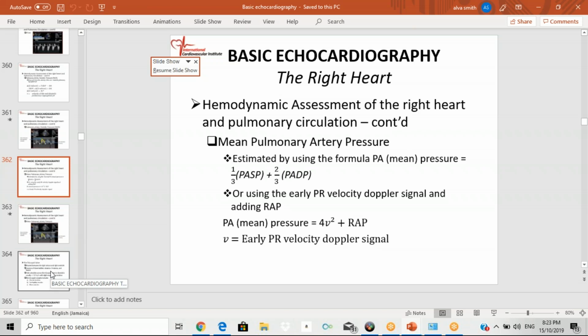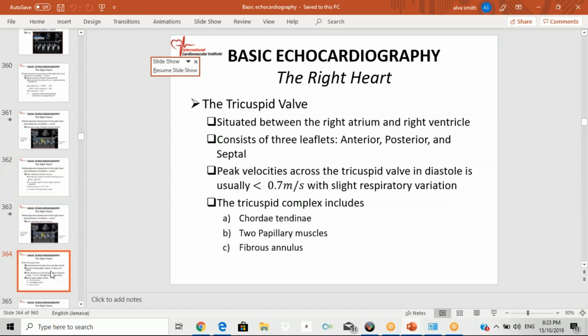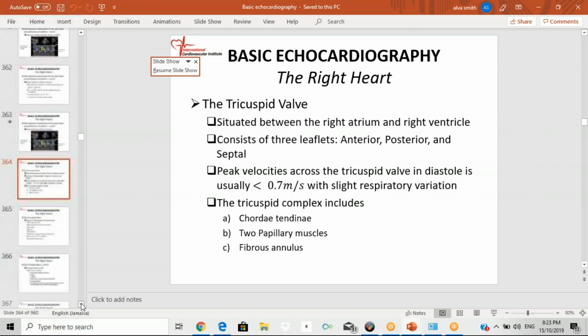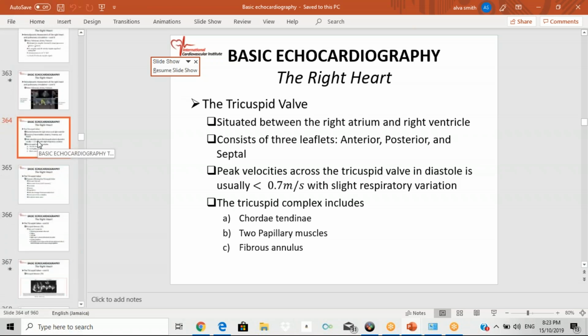As mentioned, probably the best method or the simplest method is to use the mean TR pressure, the mean TR gradient. That's probably the best method and simplest to use. But for those of you who are doing exams, you have to be familiar with all the methods because they can give you any of these concepts and ask you what's the mean PA pressure.